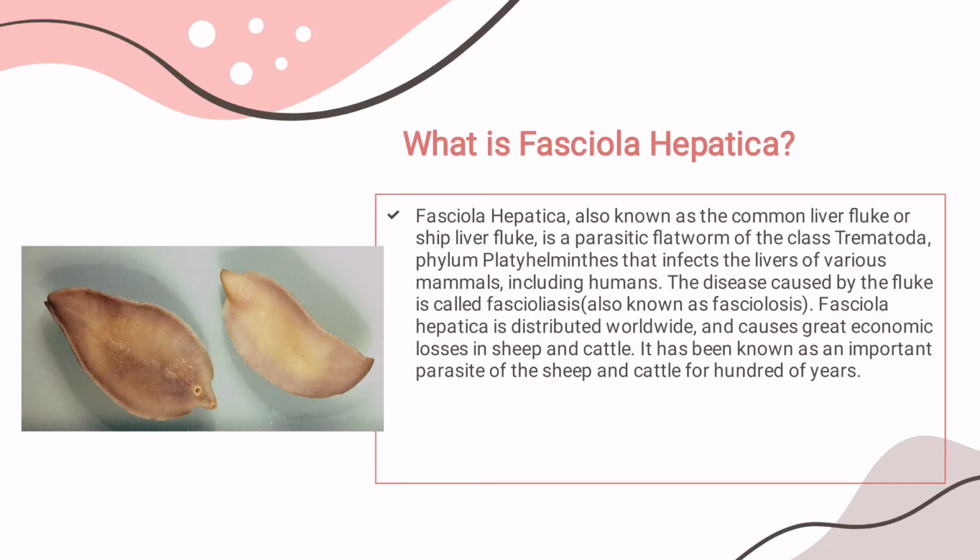What is Fasciola hepatica? Fasciola hepatica, also known as the common liver fluke or sheep liver fluke, is a parasitic flatworm of the class Trematoda, phylum Platyhelminthes, that infects the livers of various mammals including humans. The disease caused by the fluke is called fascioliasis, also known as fascioliosis. Fasciola hepatica is distributed worldwide and causes great economic losses in sheep and cattle. It has been known as an important parasite of sheep and cattle for hundreds of years.